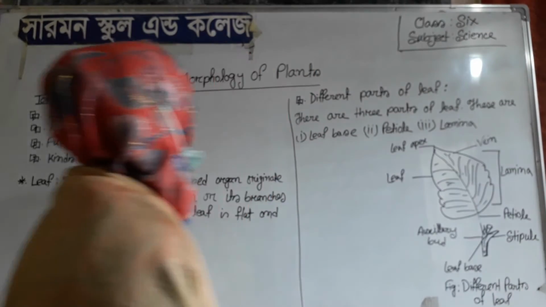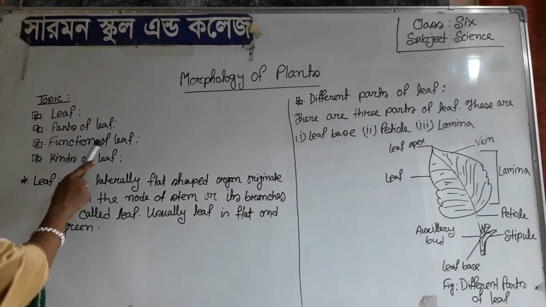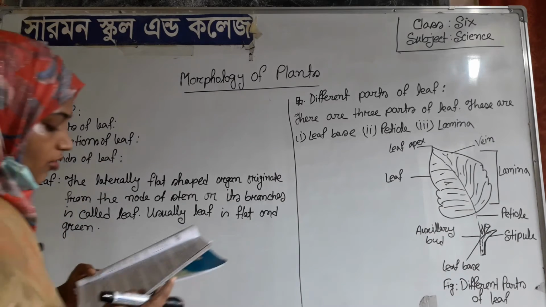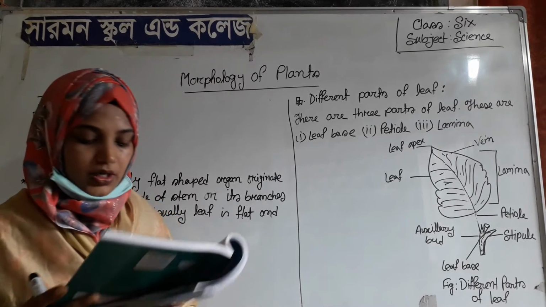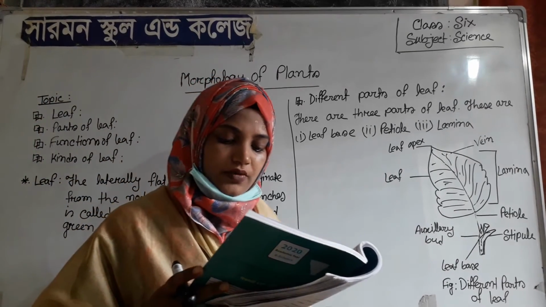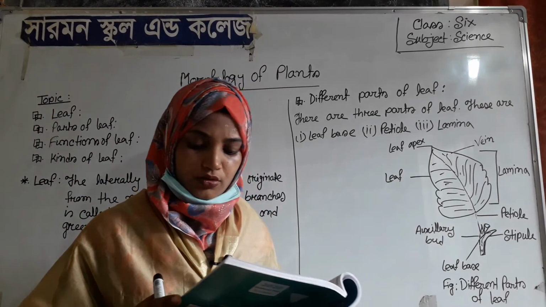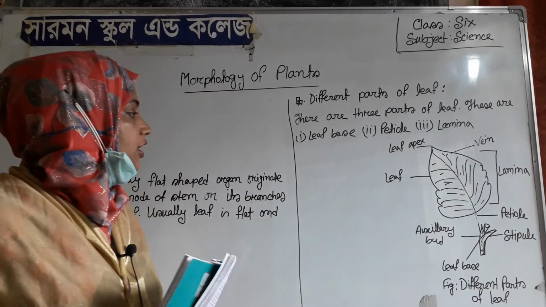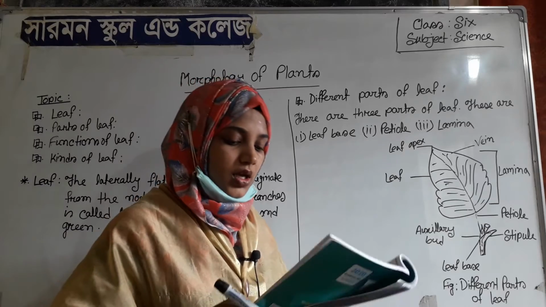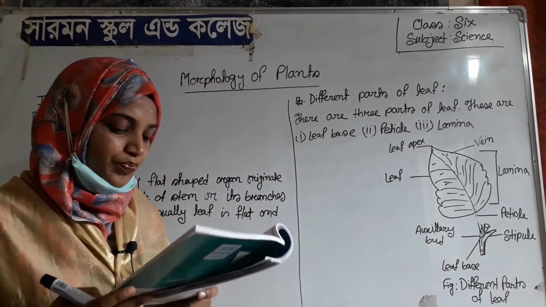Now we discuss function of leaf. The general functions of a leaf are described below. The main function of leaf is to produce food. It produces food through photosynthesis.